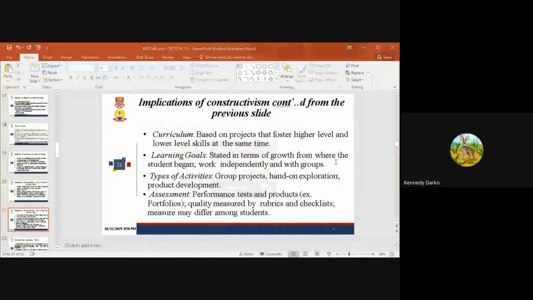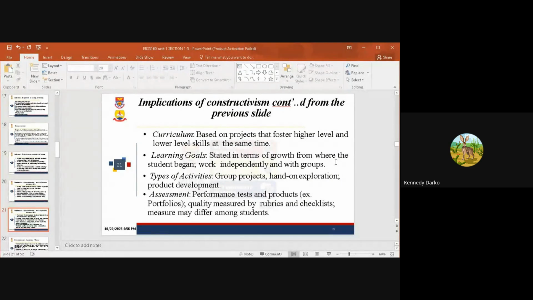You also give them some kind of hands-on exploration, handiwork, project work, construct this and bring it for me to see. And then at the end, they will try to produce or develop a product. Then how do we assess them? According to cognitivism, the assessment must be performance, test and product.